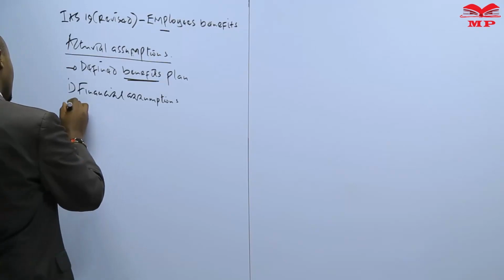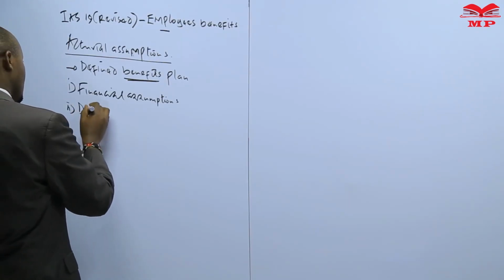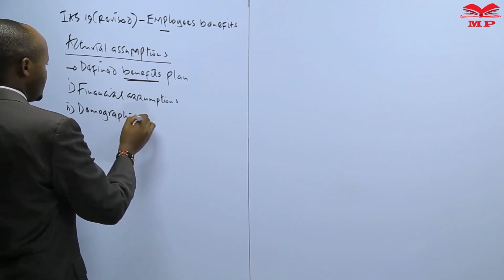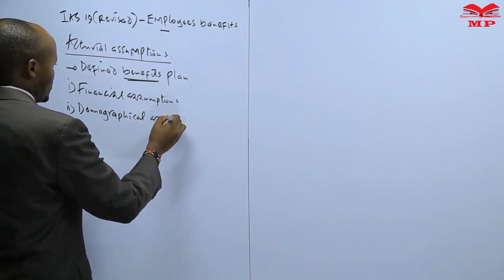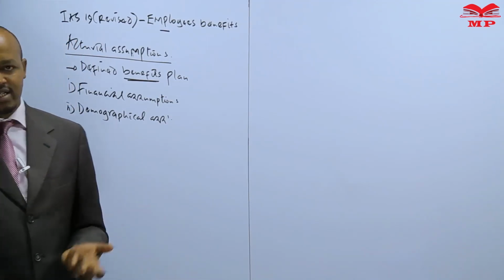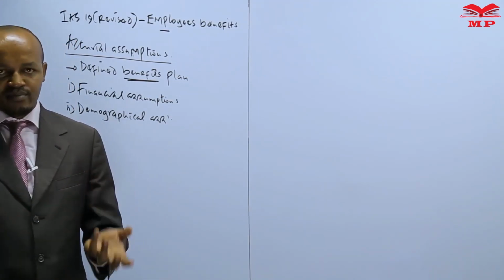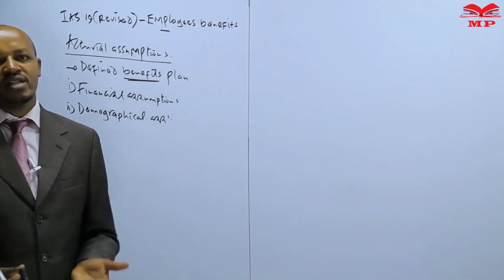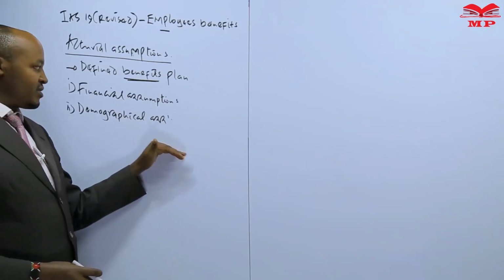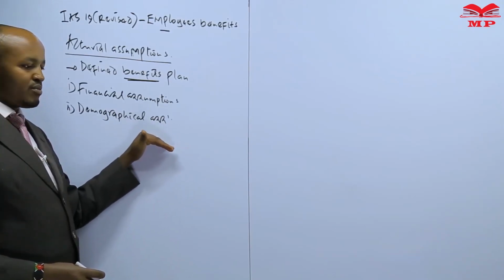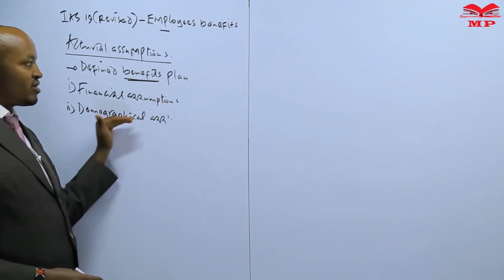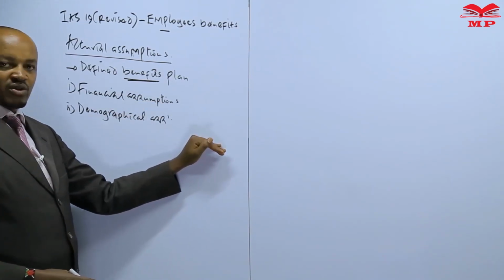On the other hand, we have what we refer to as demographic assumptions, and these are assumptions concerning maybe early retirement of the employees, the mortality rate, employee turnover, or maybe the employees who are expected to leave the company, and so on. Generally, these assumptions are made by the employer to be able to determine the benefit payable to the employees and also the contribution which he will be making.